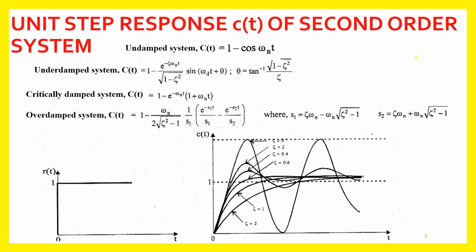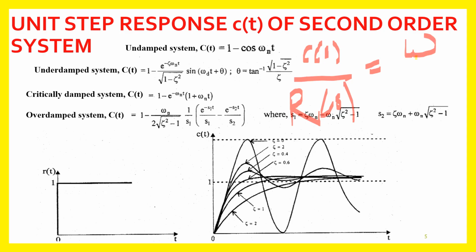So how will a second order system be represented? For a second order system, C of S by R of S is equal to omega n square divided by S square plus 2 zeta omega n S plus omega n square. This is the general second order transfer function in closed loop form.